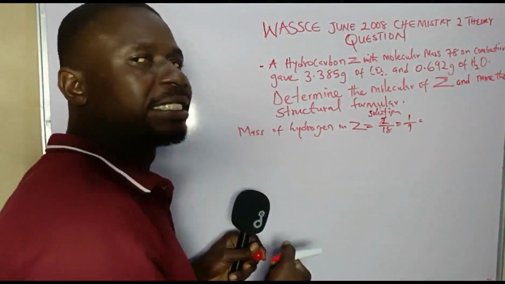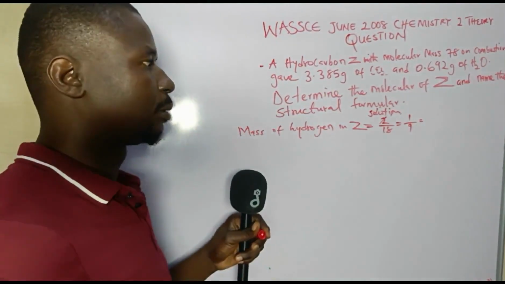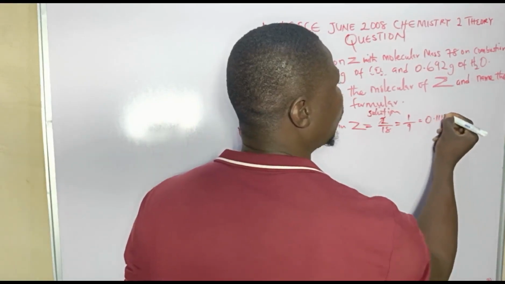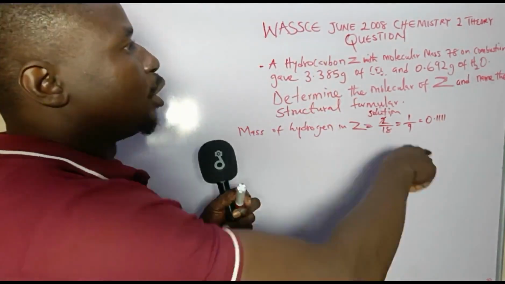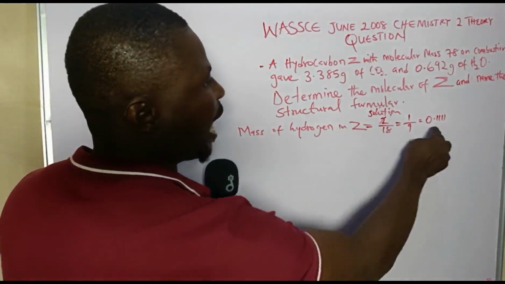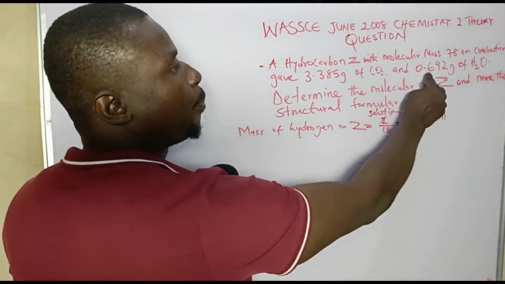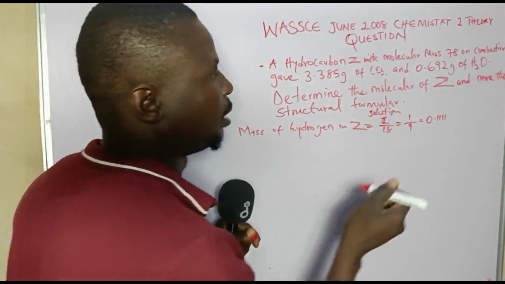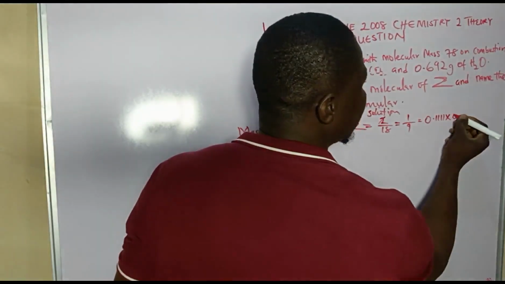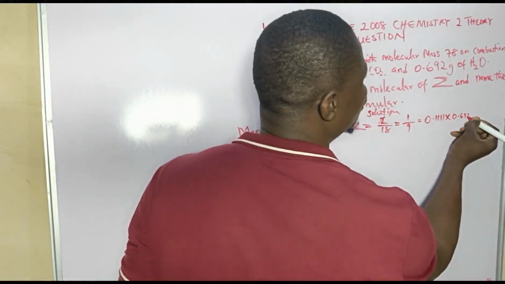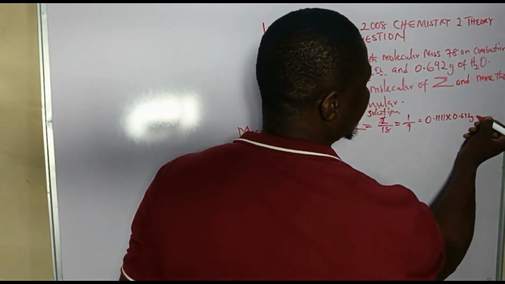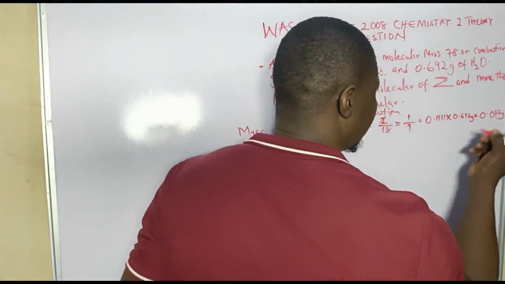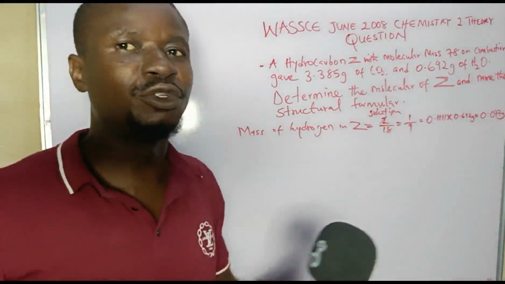9. Then to convert this simple fraction to decimal, you're going to have 0.1111. Then what are you going to do? This fraction of hydrogen, you're going to multiply with 0.692 gram of water. So you multiply this with 0.692 gram of water, and it gives 0.077 gram of hydrogen.